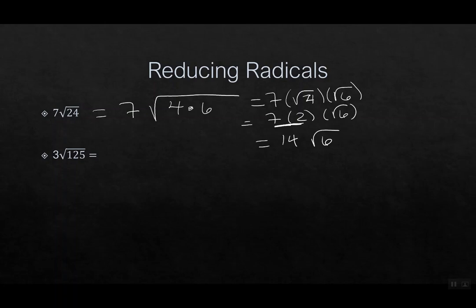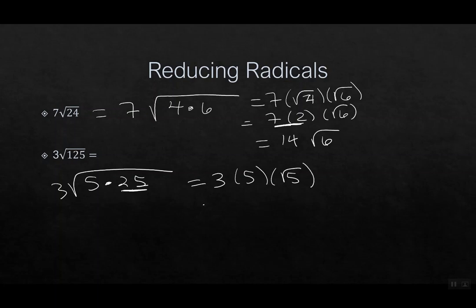So let's try another one similar to that. So I have 3 times the square root of 125, and maybe this one you see a little faster, that this is divisible by 25, so this would be 5 times 25. So this 25 can come out, so square root of 25 is 5, and then I have that square root of 5 left inside. 3 times 5 is 15, and I have the square root of 5.